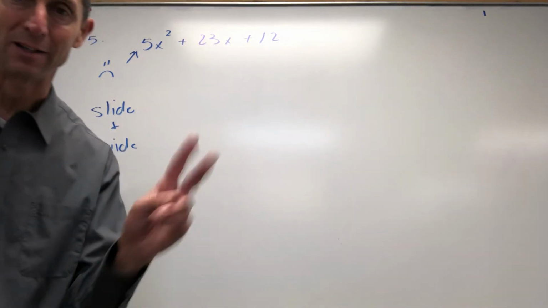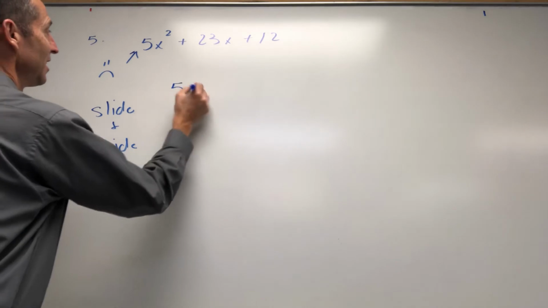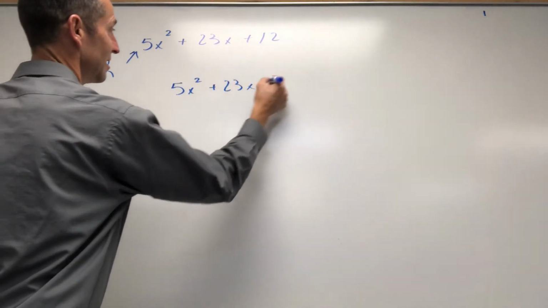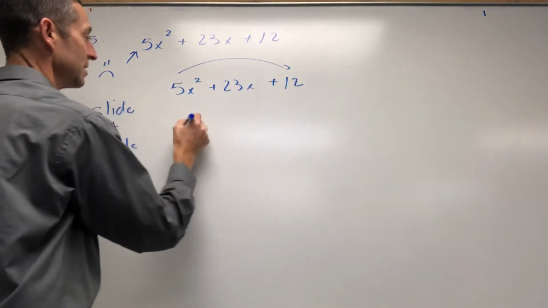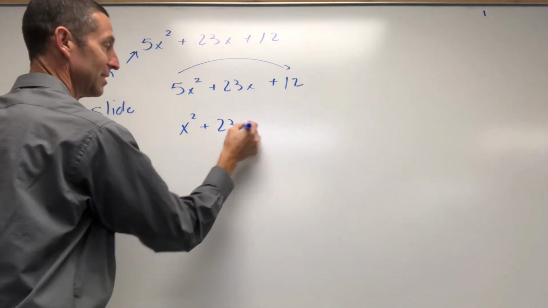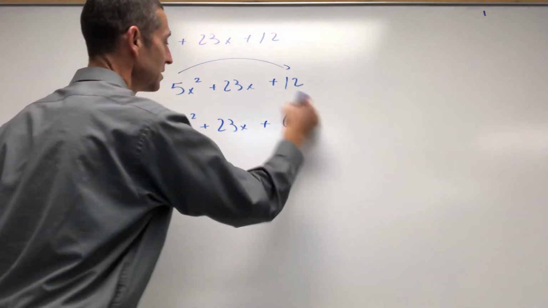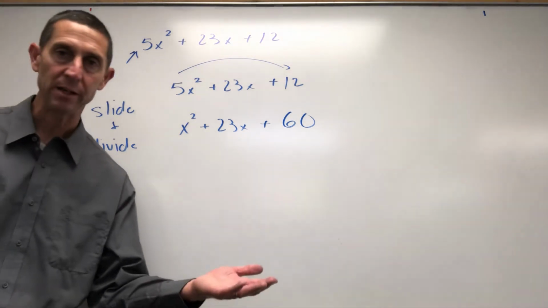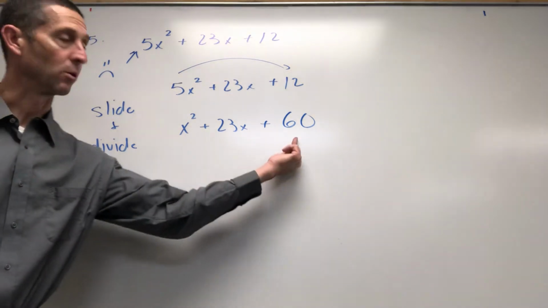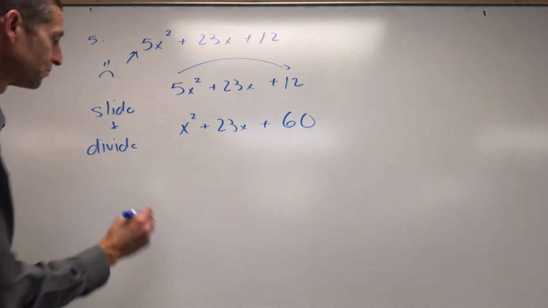So let's go, slide and divide, 2 parts. Let's do the slide. So let's take this 5, slide it over, and multiply times the 12. 5 times 12 is 60. So now we've created a trinomial with no number there. We're going to have to work with this 60.